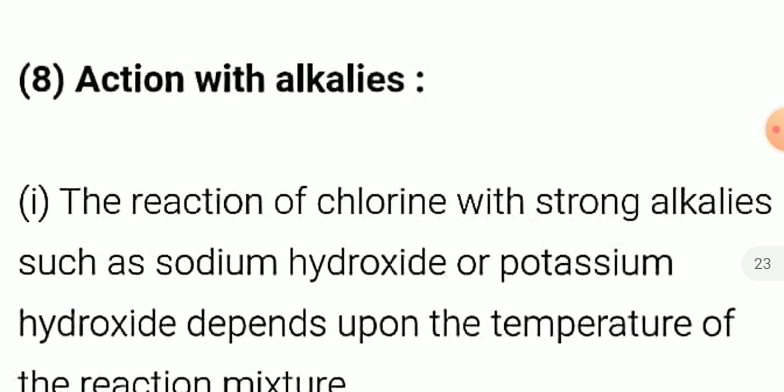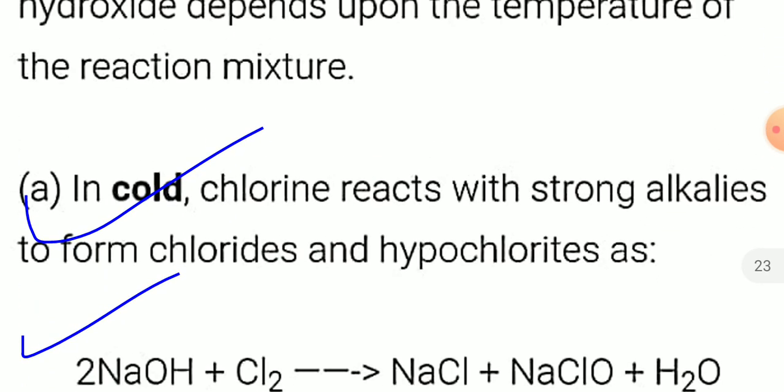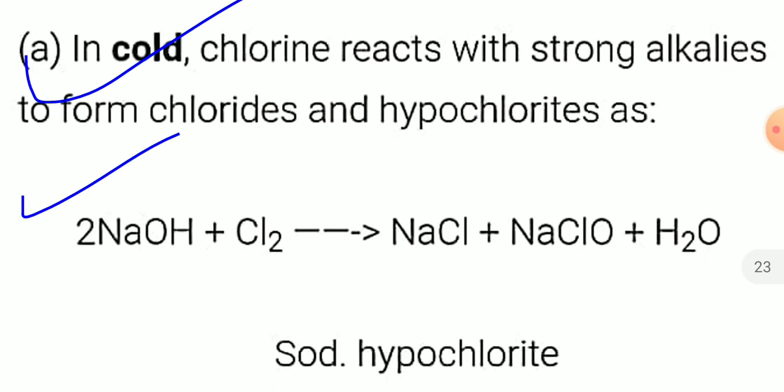Now, reaction of chlorine with alkali. In cold condition, chlorine reacts with strong alkali to form chloride and hypochlorite, and the reaction is NaOH plus Cl2. The products are NaCl, sodium chloride, and NaClO, sodium hypochlorite, plus water. So in cold condition, chlorine reacts with strong alkali to form chlorides and hypochlorite.